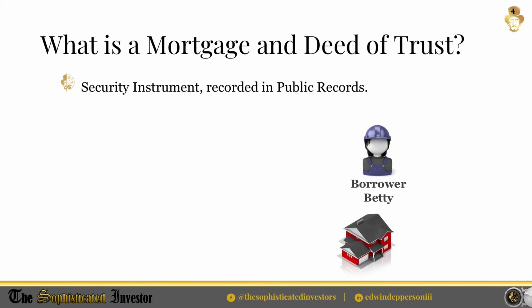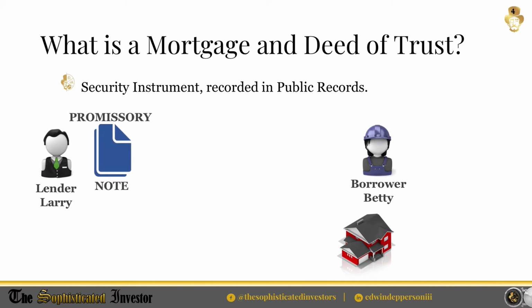So let's take Betty the borrower. Betty the borrower has an asset, whether she owns it today or whether she will be purchasing it at a later date. There is an asset that she's willing to pledge as collateral. That means that Larry the lender is willing to offer money on behalf of that collateral. The way this works, Larry gives Betty the money and Betty signs a promissory note.